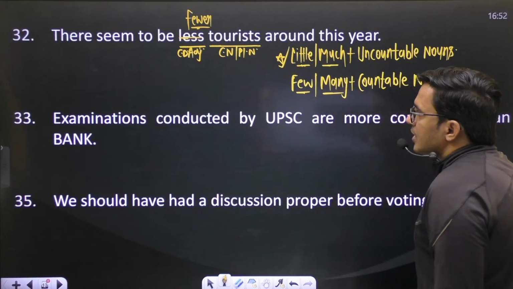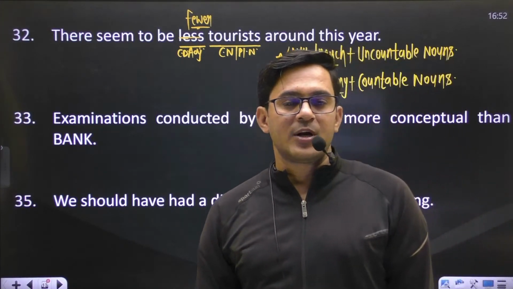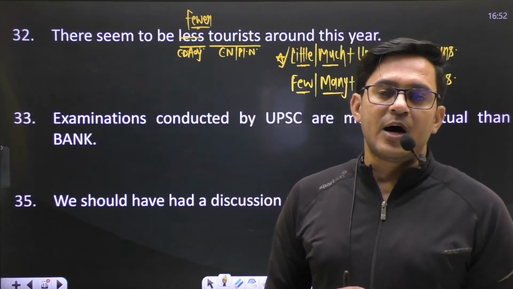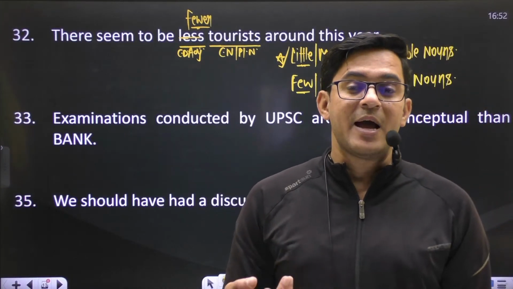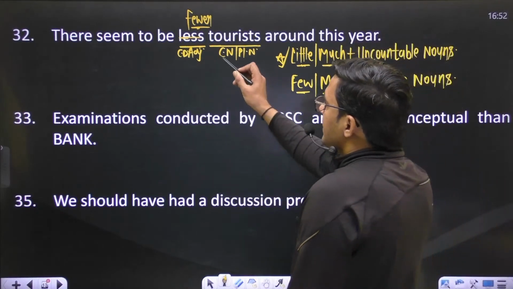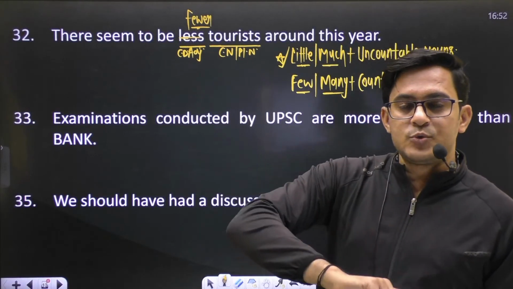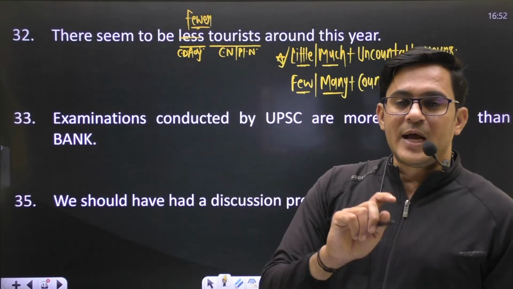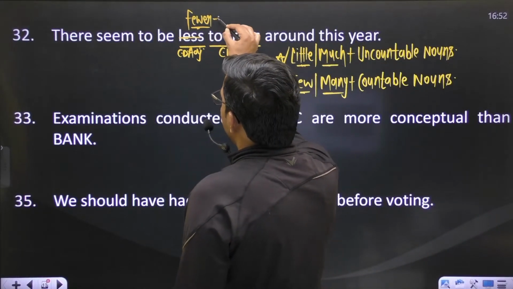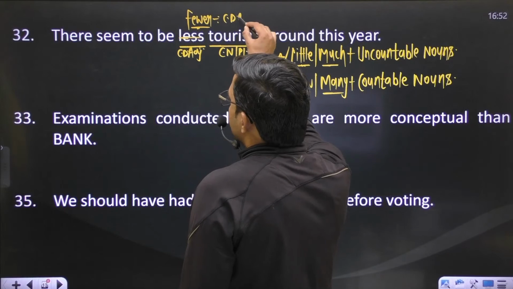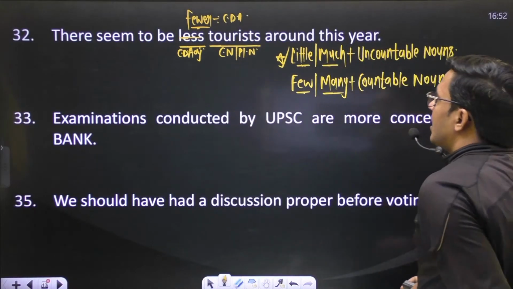So here this word tourist is a countable noun, this is a plural noun, and before a plural noun we use a few or you can say many. And the comparative degree, less is the comparative degree of little, so we have to use the comparative degree of few, and the comparative degree of few will be fewer. So the sentence will be like, there seems to be fewer tourists around this year.